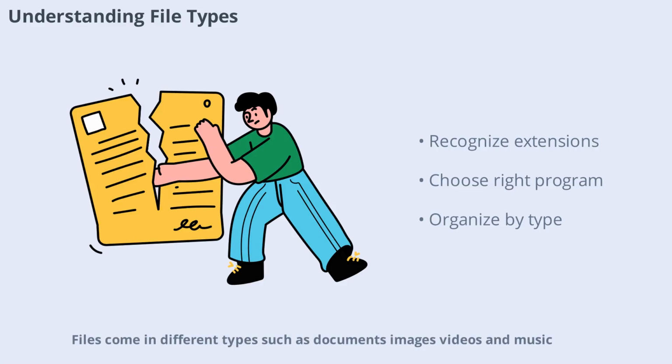Files come in different types such as documents, images, videos, and music. Each type has a specific file extension, like DocX for Word documents. Knowing file types helps you choose the right program to open or edit your files and keeps your computer organized.